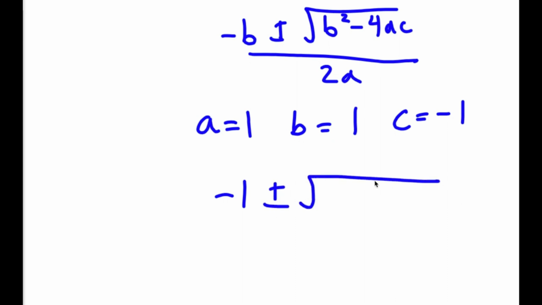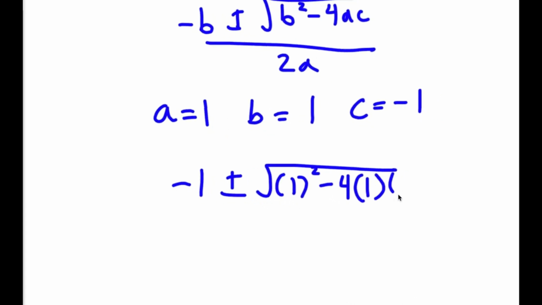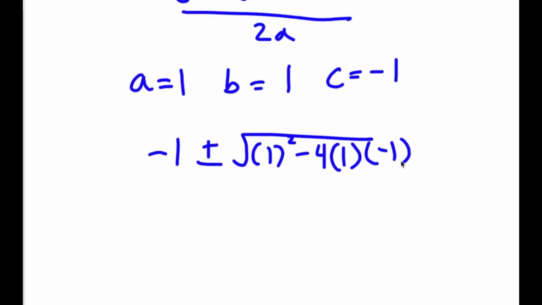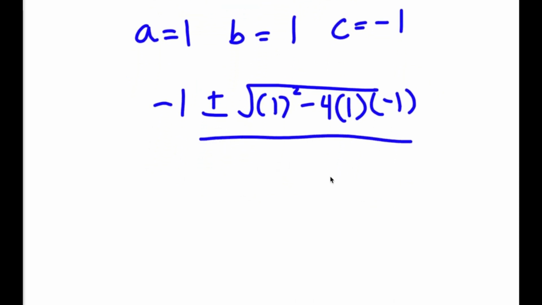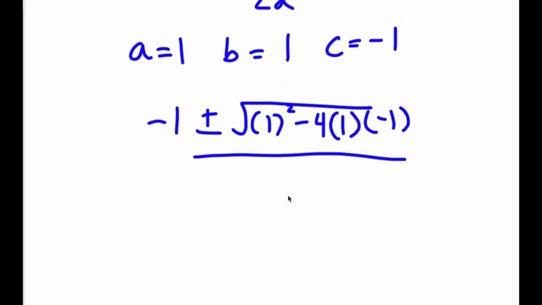minus the square root of b squared. So 1 squared minus 4 times a, which is 1, times c, which is negative 1. And we are dividing this by 2 times a, which is 1.